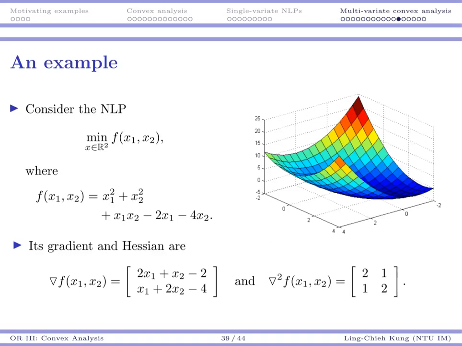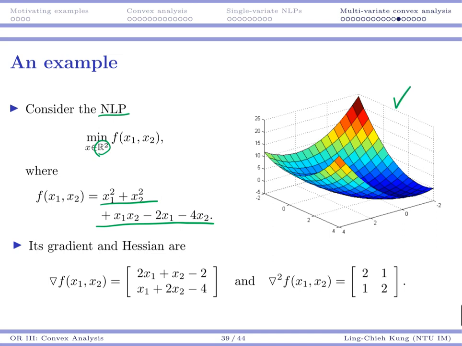Okay, so now we're ready to use some examples to illustrate how to check convexity for multivariate functions and how to use that to do the solution. So let's consider a nonlinear program where we have two variables and the function is the following: x1 squared plus x2 squared plus x1 times x2 minus 2x1 minus 4x2.